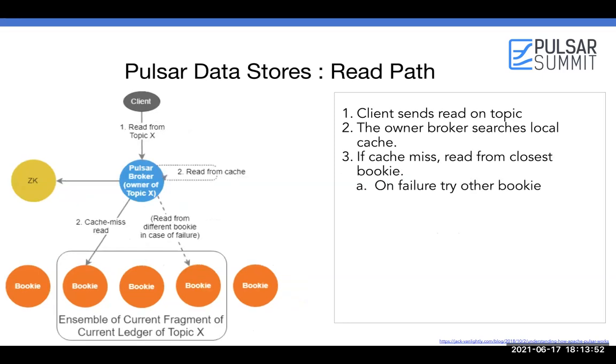So we talked about this. If we look at the read path now, if you read from a topic, the data could be cached on the broker, which is technically the managed ledger cache. You can get data there and you are done. If the data is not there, there's a cache miss, then you try to read from a bookie node, and it could be any of these that you start reading from. And if there is a network partition on this link, then you can just move over to another node and read from there.